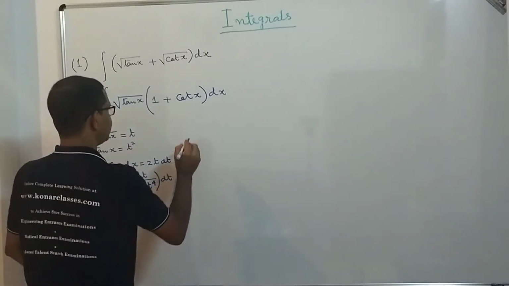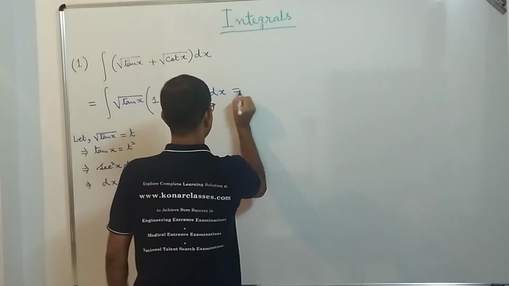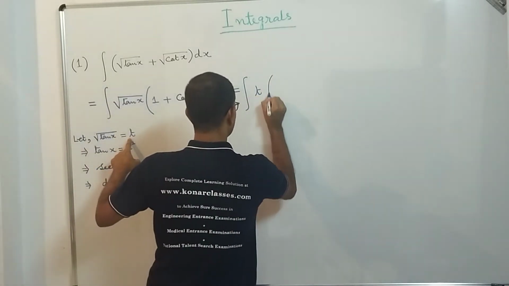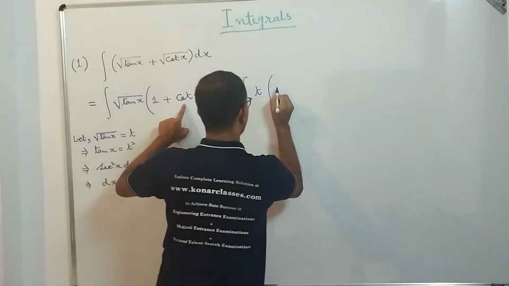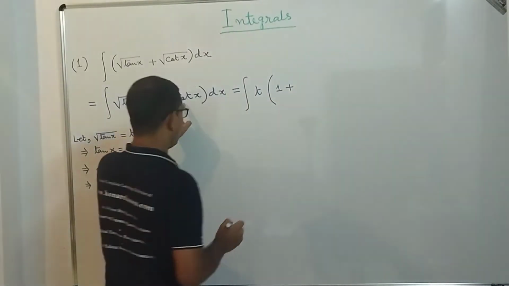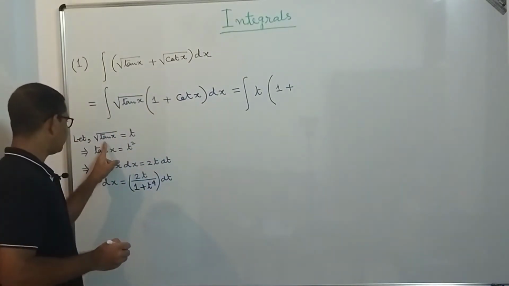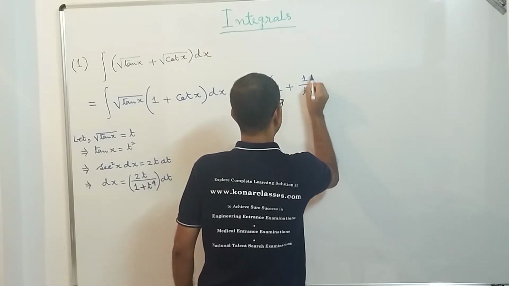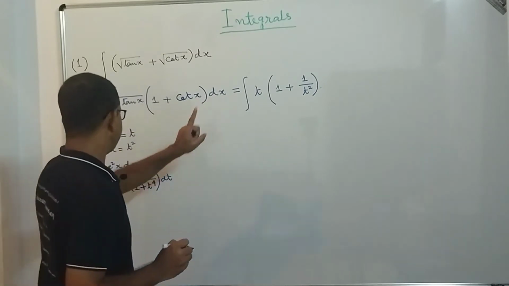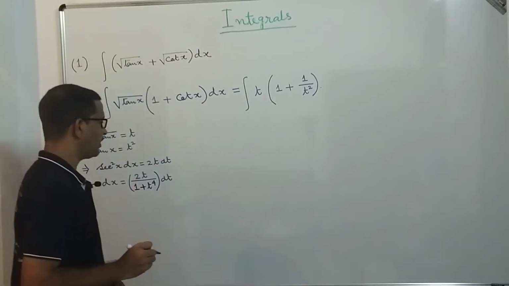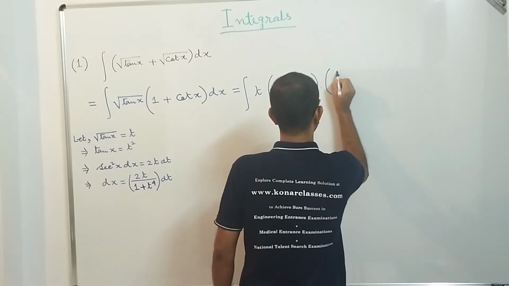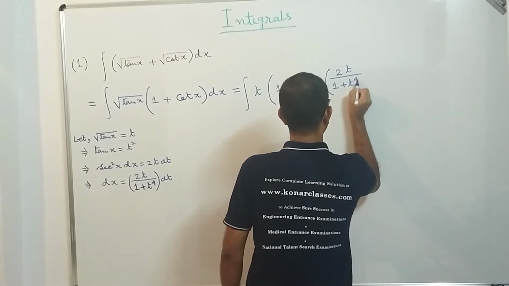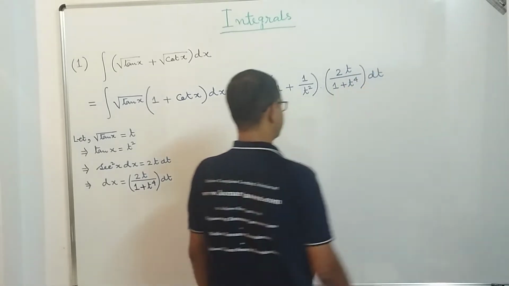So now by means of this substitution, what are we going to get here, dear students? So this is equal to integration of square root of tan x, which is t, into 1 plus cot x, that means 1 plus 1 by tan x. Now what is tan x? Tan x equal to t square. So 1 plus 1 by t square into dx. dx is equal to 2t by 1 plus t power 4 dt, correct?